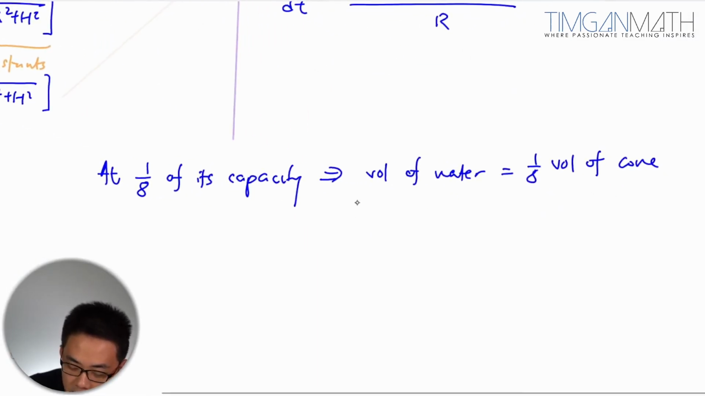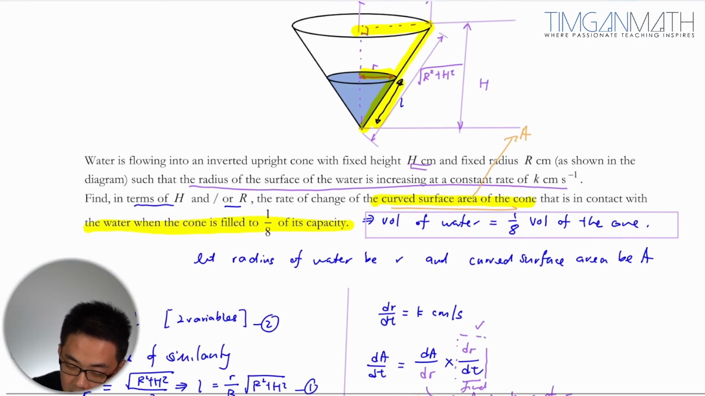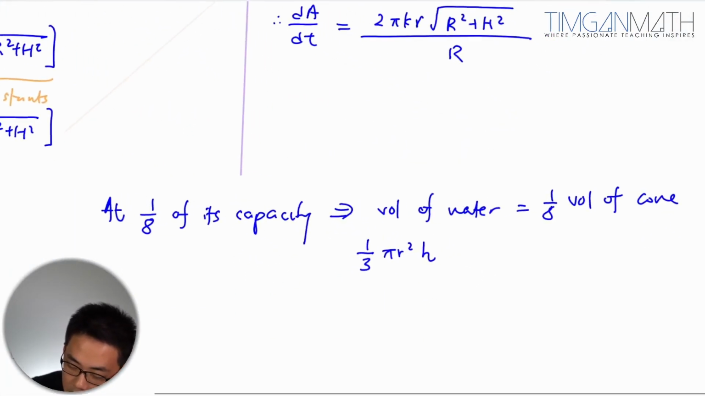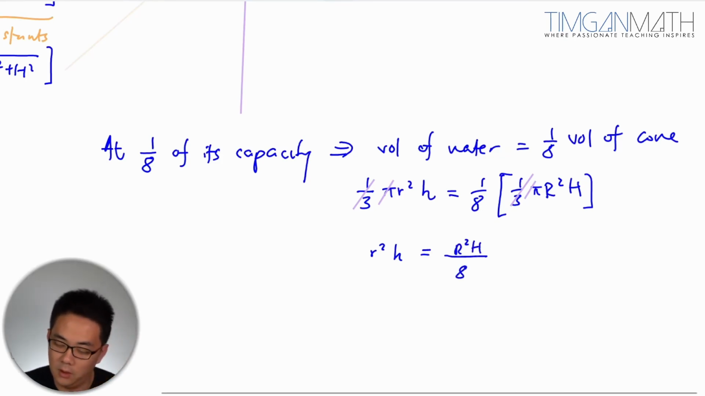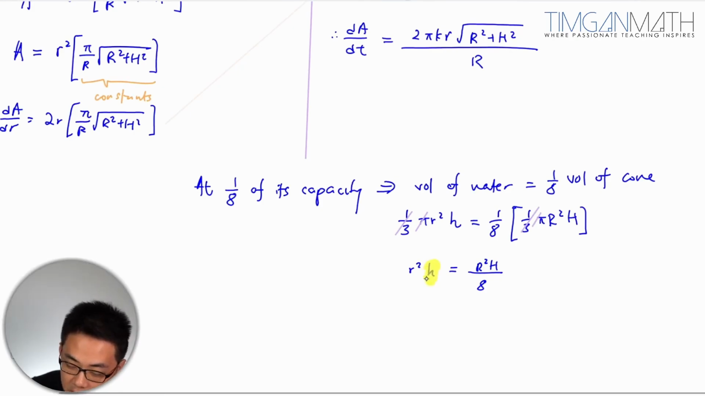So in other words, the volume of water is just a third pi r squared small h. So there's a small h here. We'll just let this be small h. Then 1/8 of the big 1/3 pi capital R squared capital H. Okay, so if you were to cancel this out, cancel, I'm just going to have r squared h equals R squared H over 8. All right. Now the thing is, we have an extra h here, so we need to go and find out what our h is here again.